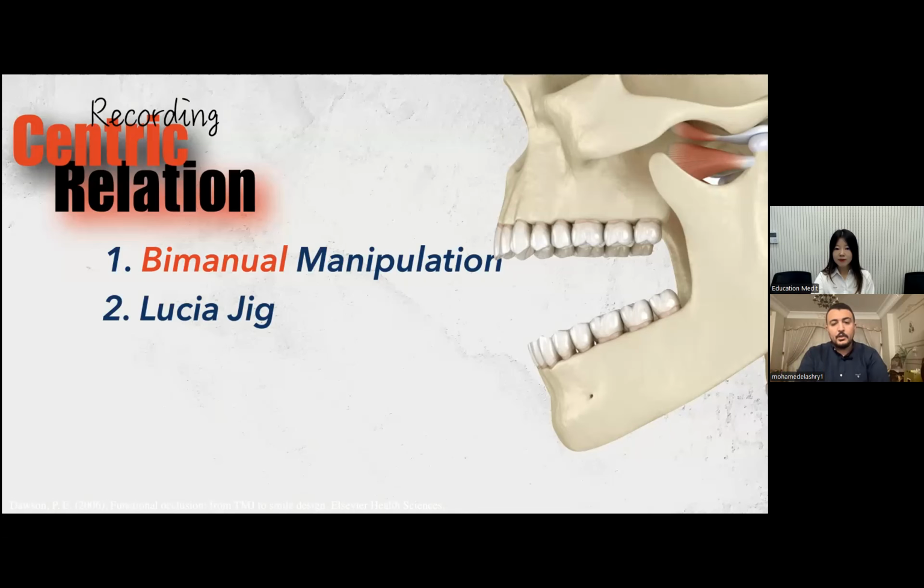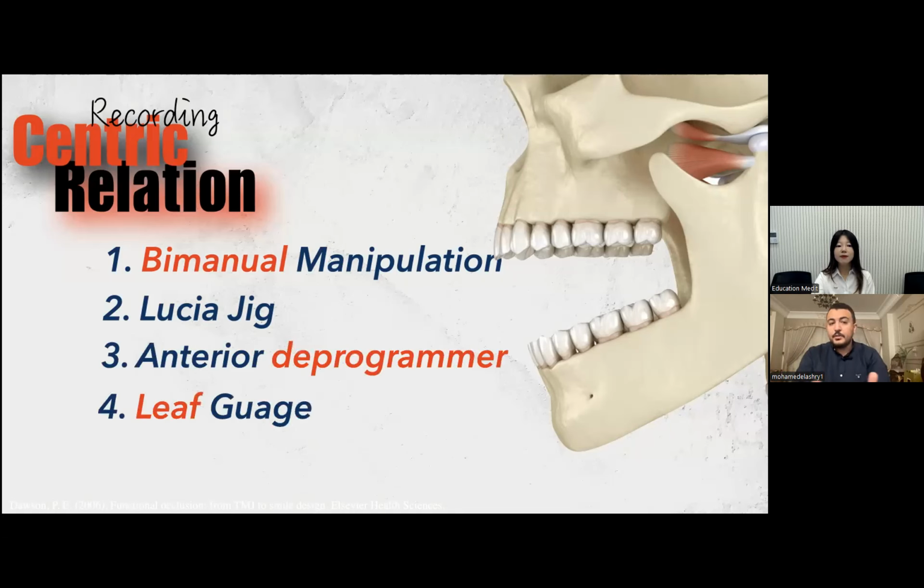Or using an anterior deprogrammer or leaf gauge, which is a very, very easy tool, but has some limitations regarding the deep bite. And sometimes we have some sliding of the mandible during recording the bite with leaf gauge, or even overseating of the condyle in a more posterior position.